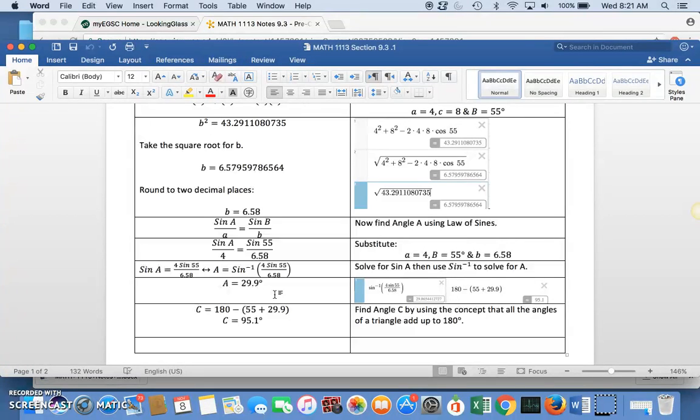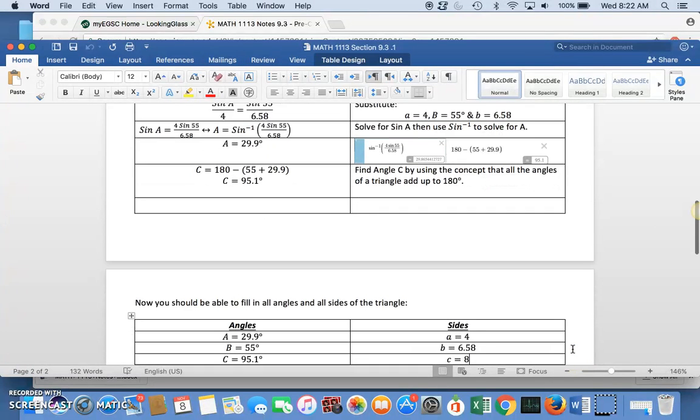And to find the remaining angle, all three angles have to add up to 180. So once you have two angles, I would always use the fact that the angles add to 180. So that's 180 minus, you knew the 55, you found the 29.9. If you add those and subtract from 180, you get 95.1. And that's where I've done that arithmetic in the calculator also.